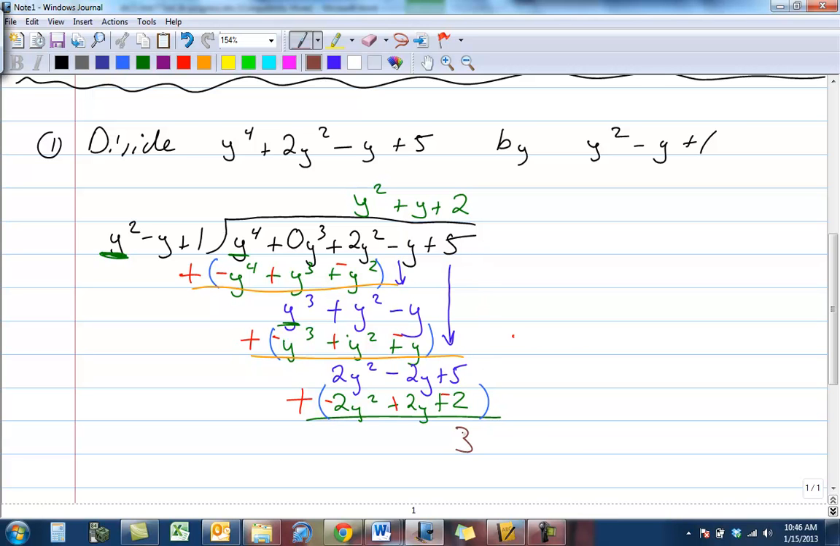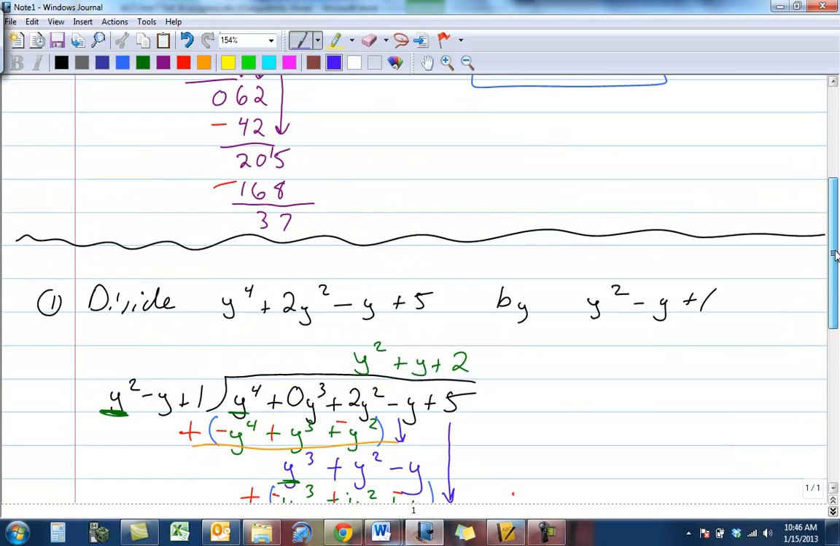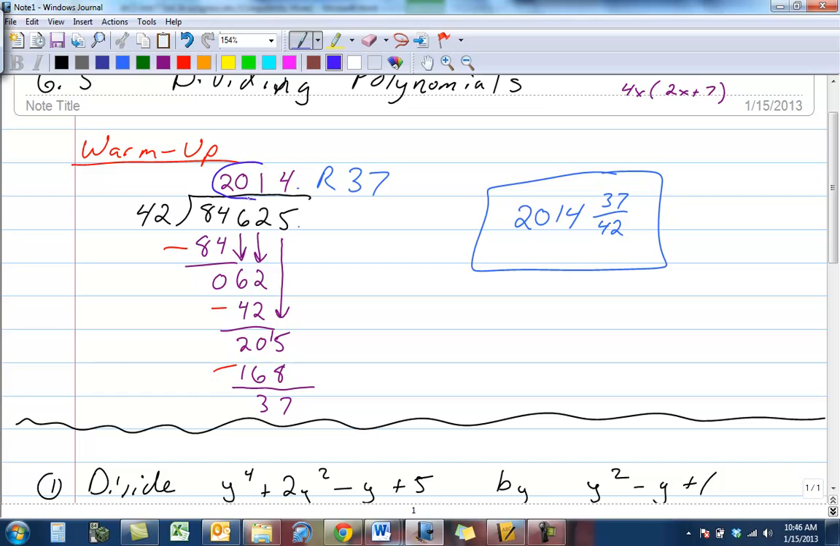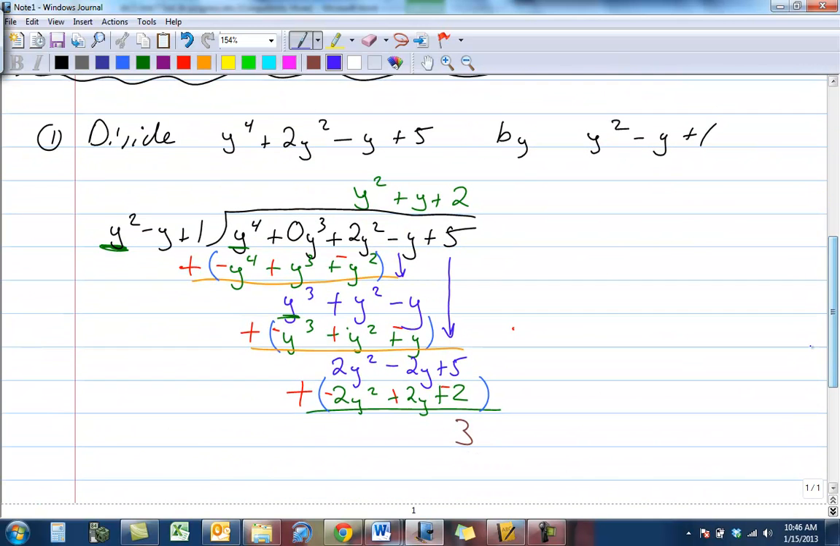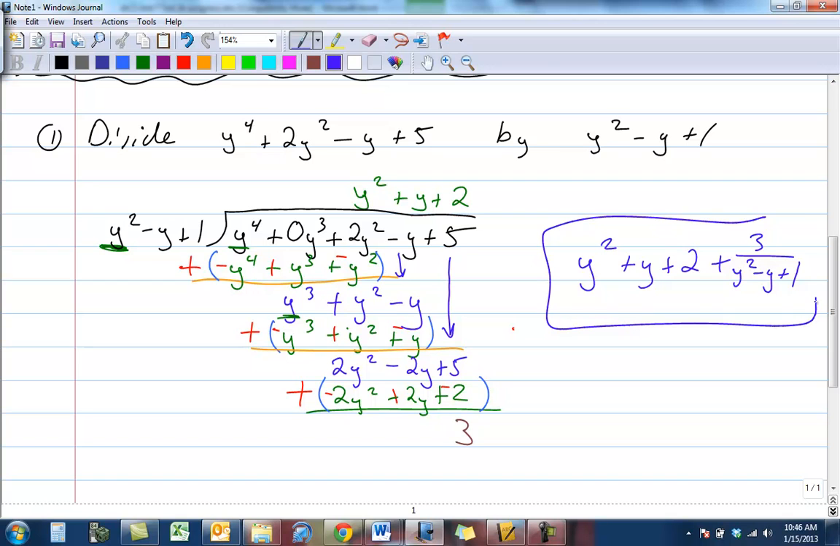This 3 is our remainder, which means our final answer is just like we did up here. We took 2014 with a remainder. You take the remainder and divide it by what we divided by. So here's the thing. Our answer is y squared plus y plus 2 plus 3 over what we divided by, y squared minus y plus 1. That is our final answer here.